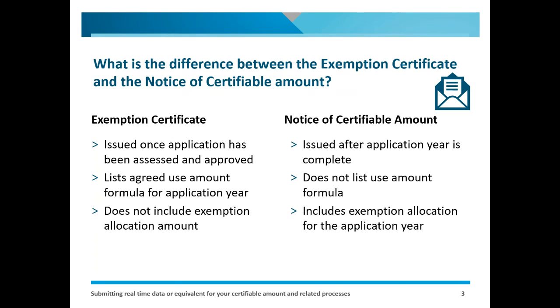This slide highlights key differences between the exemption certificate and the notice of certifiable amount. The exemption certificate is issued once the application has been assessed and approved, lists the agreed use amount formula for the application year, and does not include the exemption allocation amount. The notice of certifiable amount, issued after the application year is complete, does not list the use amount formula, but does include the exemption allocation for the application year.